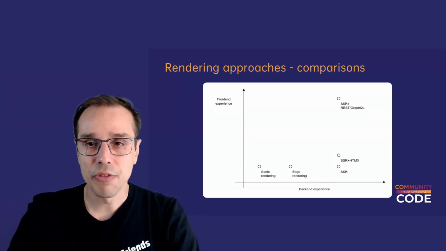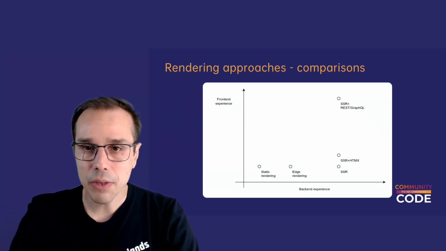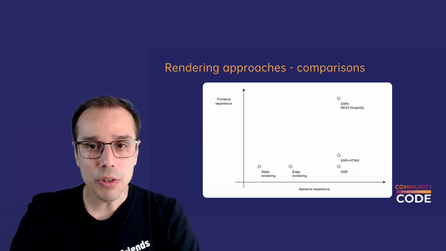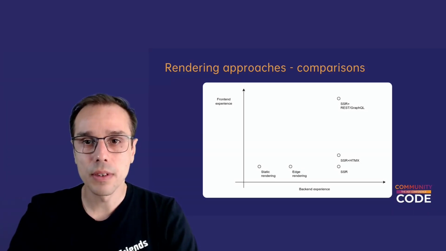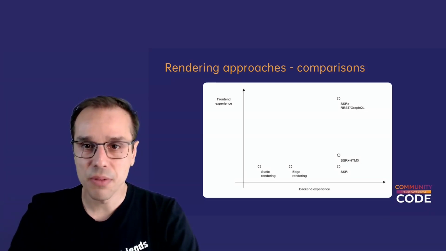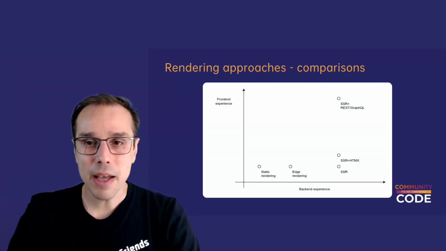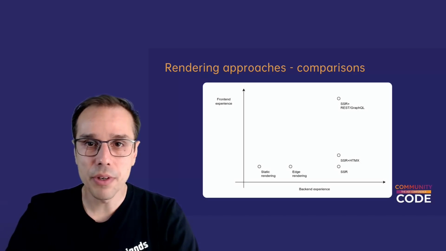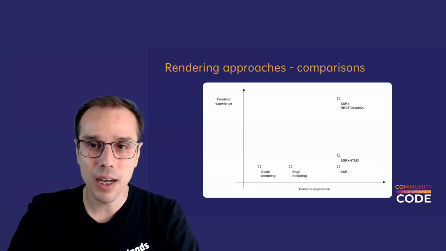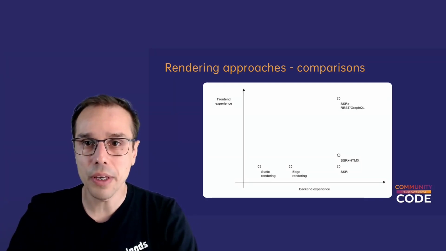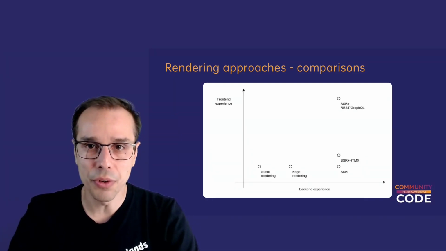In terms of development experience, again, static rendering doesn't give you a lot of either on the front end or on the back end. Edge rendering is more focused on the back end, and server-side rendering, of course, is the most back-end experience that you can have. And then HTMX gives you more of a front-end experience because it allows you to do things dynamically on the client side, but still the experience is mostly on the server side, whereas REST and GraphQL give you a lot of experience on the front-end side. So if you're looking for that, then that is perhaps the best combo for you.